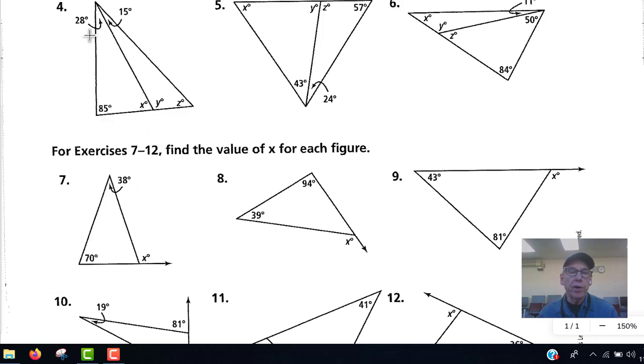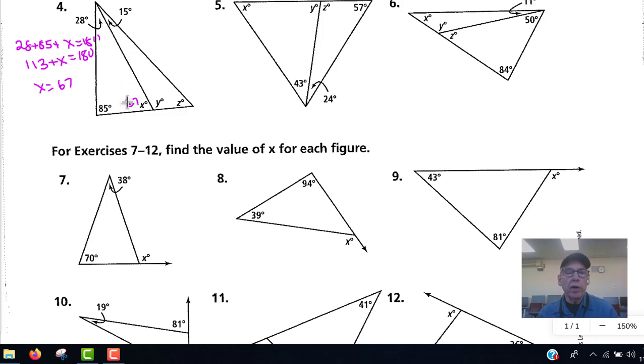So in this left-hand triangle, 28 plus 85 plus x equals 180. 28 and 85 is going to be 113, plus x equals 180. Take 113 away from both sides. x is going to be 67. So this is 67.